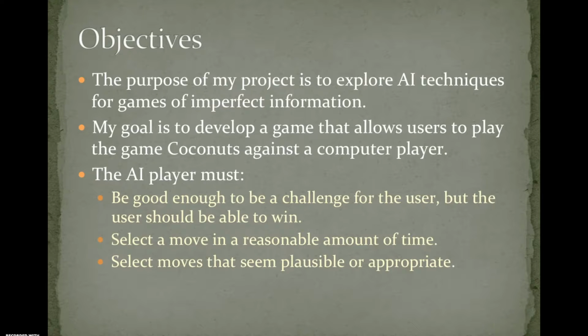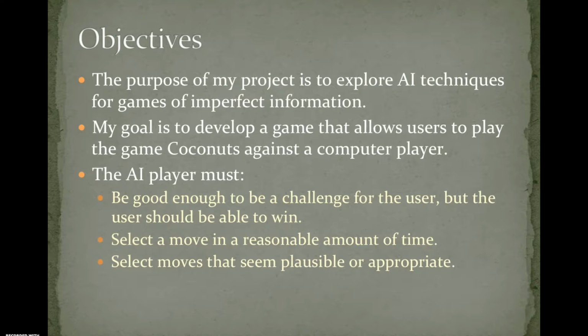My goal was to implement an AI player for the game of Coconuts. My goal for the AI player was to make it challenging enough for the game to be fun, but I wanted the user to be able to win. Additionally, the AI player cannot spend a lot of time looking for the optimal move. Probably a few seconds at most, because human players will think the game is slow or get bored waiting for the AI player to play, if it takes too long to select a move.